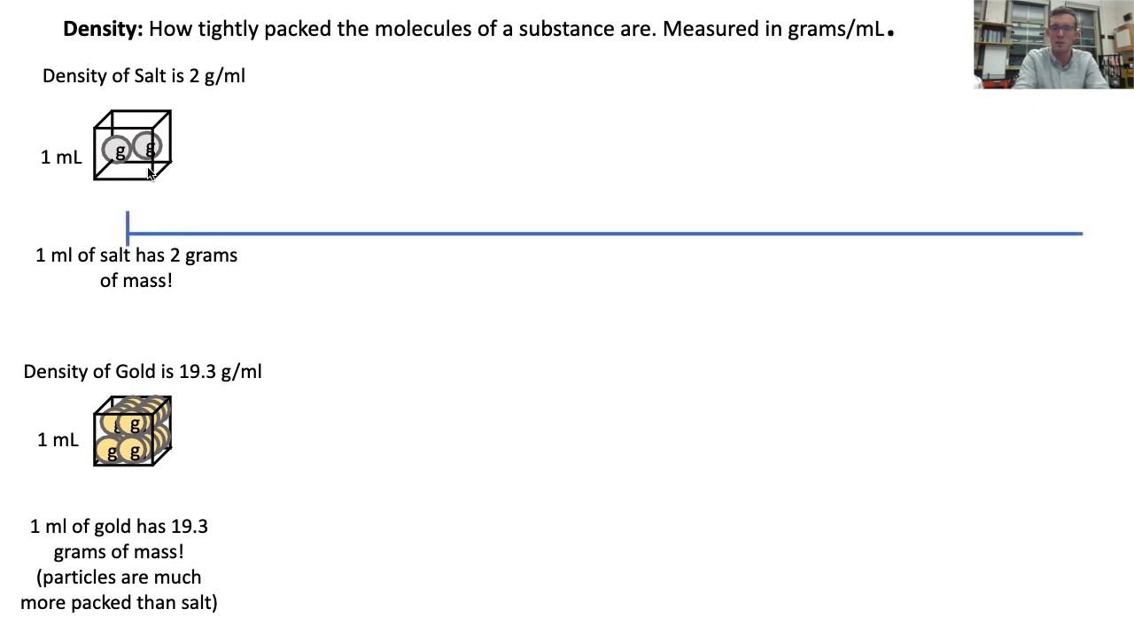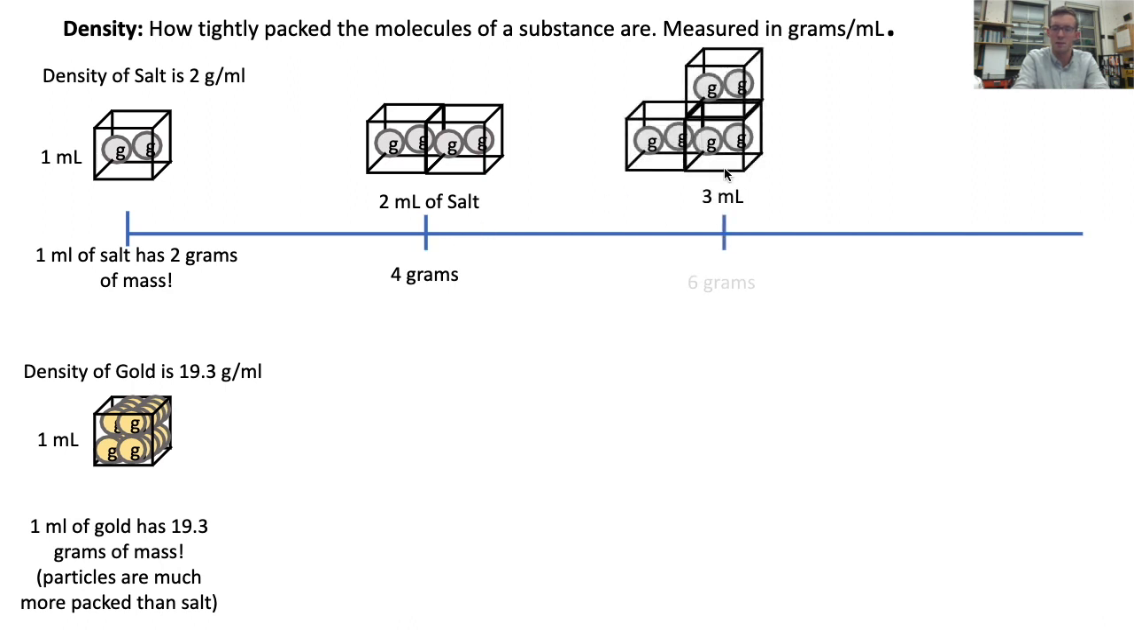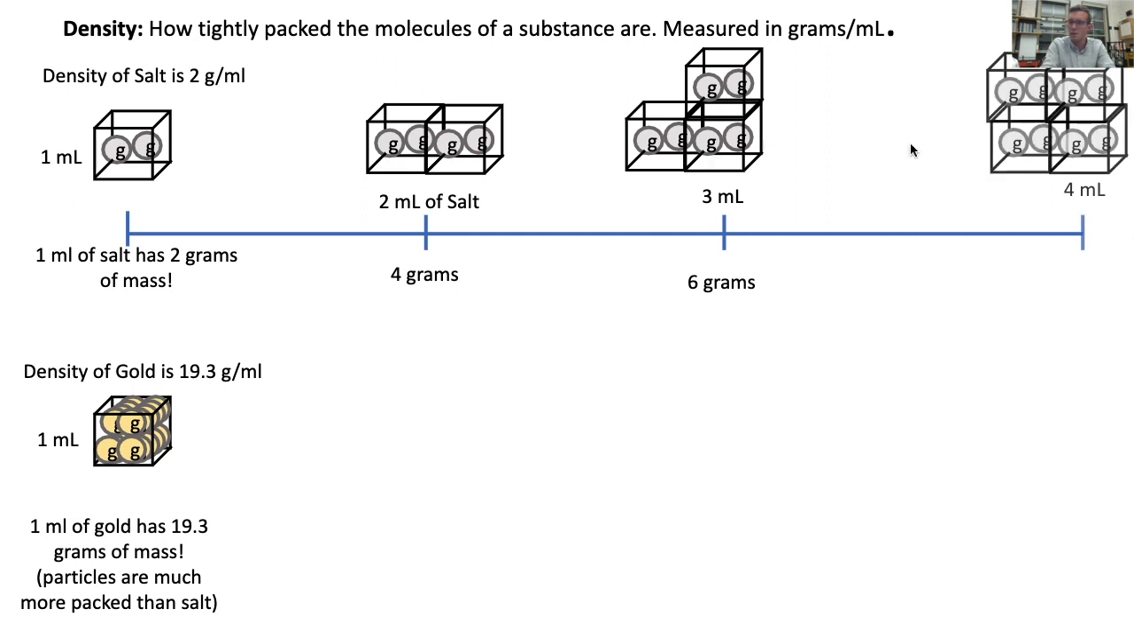For example, with salt, if 1 milliliter of salt weighs 2 grams, then 2 milliliters of salt would weigh 4 grams. 3 milliliters of salt would weigh 6 grams, and 4 milliliters of salt would weigh 8 grams. You can even predict fractions as well. If you had 3.5 milliliters of salt, because each milliliter weighs 2 grams, we'd know that 3.5 milliliters would be 7 grams.